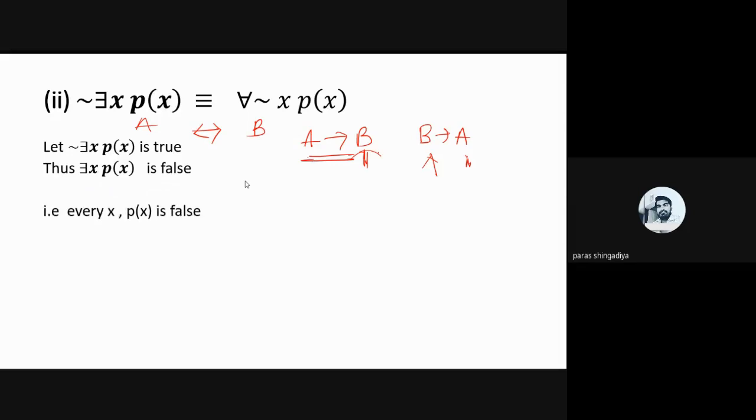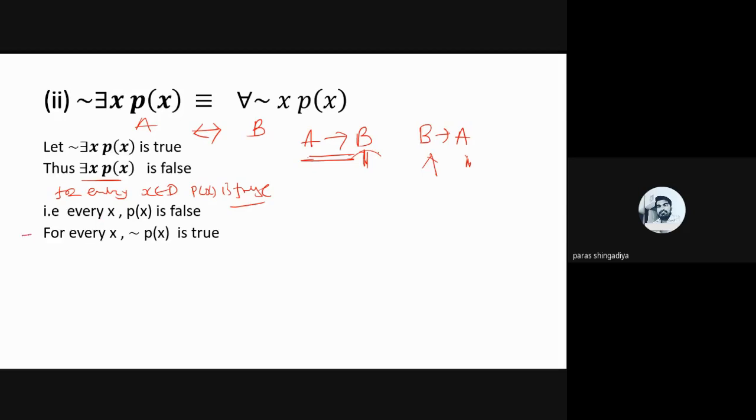And what does it mean? There exists x P(x) is false. What is the meaning of there exists x P(x) being false? For every x belongs to D, P(x) is false. Then you can say that there exists x P(x) is false. So what does it mean? If for every x belongs to D, P(x) is false, then its negation will be true. Negation P(x) will be true.